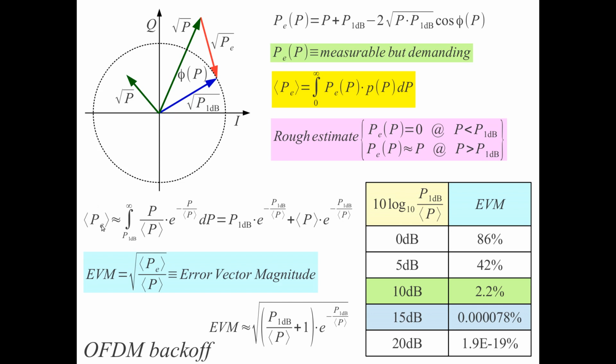probability, from this average error power, we can calculate the error vector magnitude, which is the square root, because error vector magnitude is given with amplitudes, of the error power divided by the average power. Our average error power divided by the average power. This for OFDM is a very simple expression.